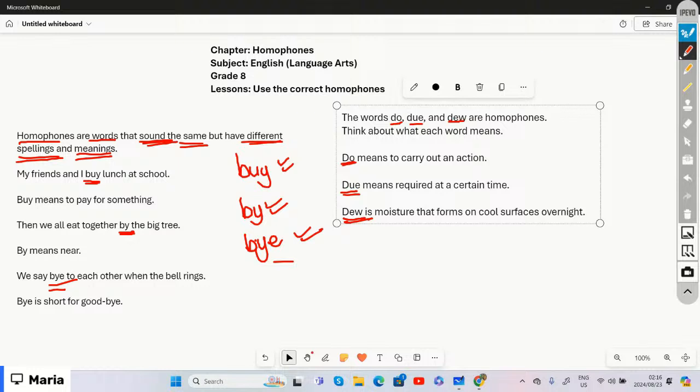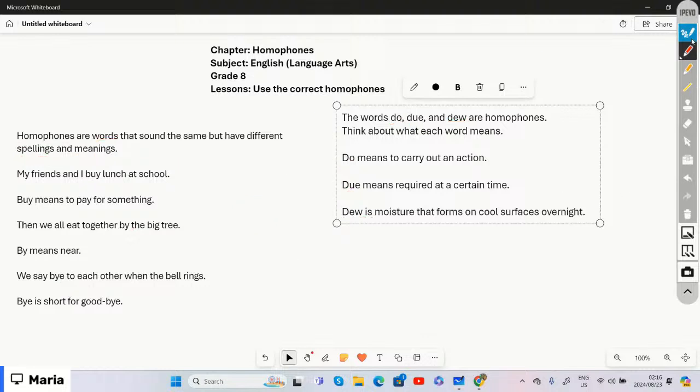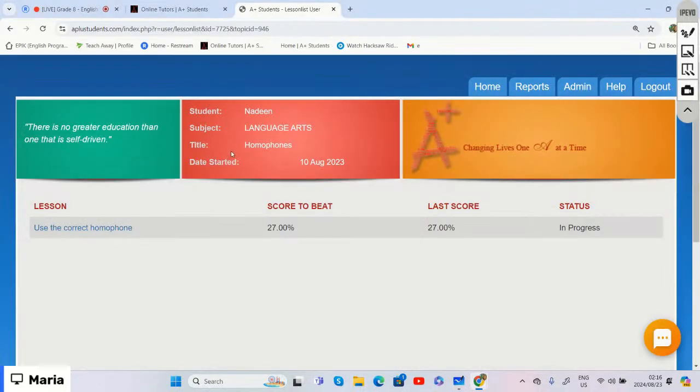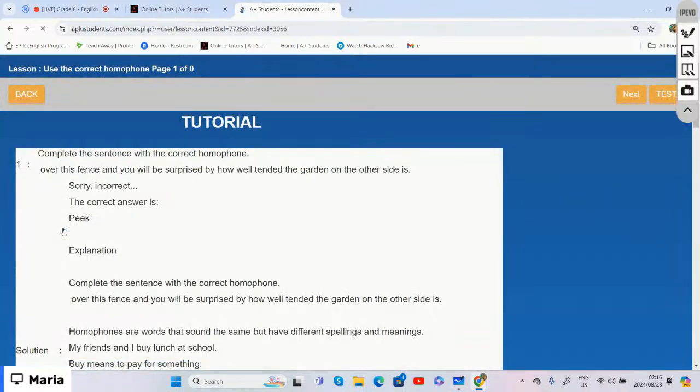All right. So now we're going to aplusstudents.ca, and we're going to continue with our lesson on homophones. And the lesson is use the correct homophones.